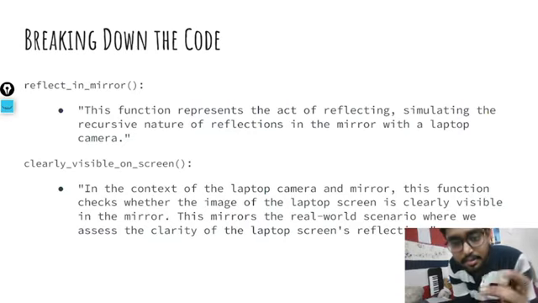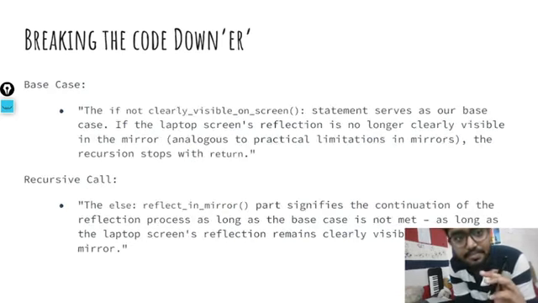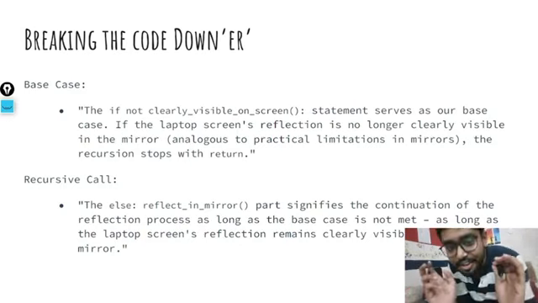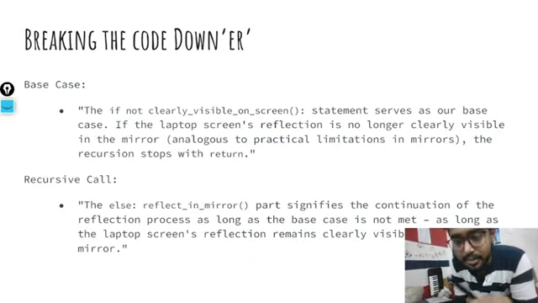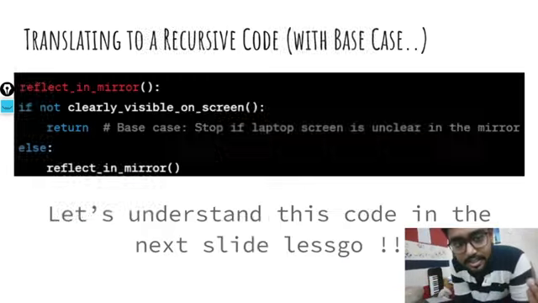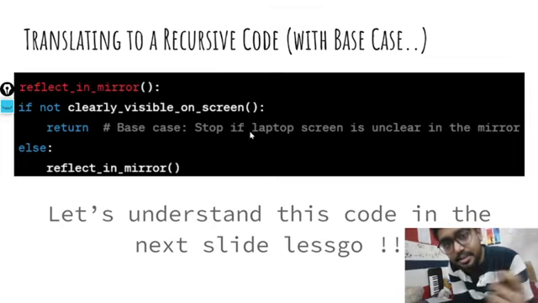So in the context of laptop camera and mirror, this function checks whether the image of the laptop screen is clearly visible in the mirror or not, just like the name suggests. This mirrors the real world scenario where we assess the clarity of laptop screen's reflection, right? Breaking this code down, or I know that's not a word, but yeah, base case. Just like we said, if not clearly visible on the screen statement serves as our base case, and the recursive call is else reflect in mirror, because it reflects again and checks is it clearly visible on the screen, otherwise reflect. And when it is not clearly visible on the screen, then return, and it will return, and the reflection will end.